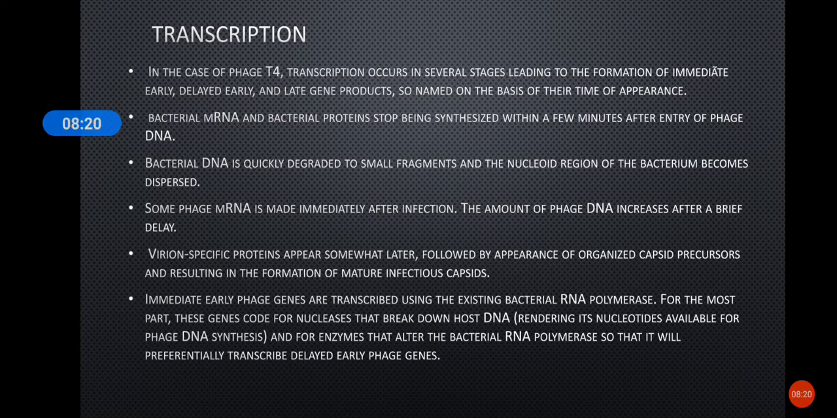So in these immediate early phage genes, they code for nucleases that help in the breakdown of host DNA, and once this host DNA is broken down, nucleotides are available for phage DNA synthesis. So that is one of the early genes that is transcribed, and also some enzymes are transcribed that can alter the bacterial RNA polymerase so that it will transcribe the delayed early genes.